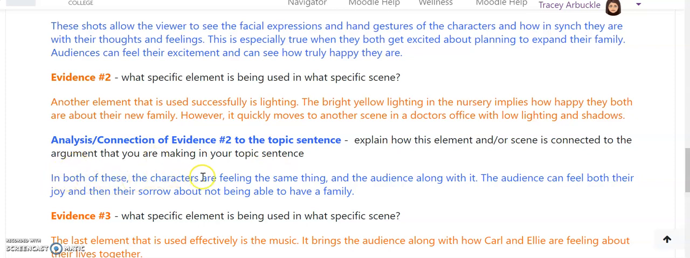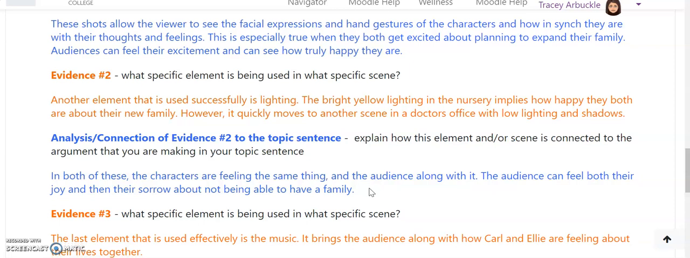So in both of these, the characters are feeling the same thing and the audience along with it. The audience can feel both their joy and then their sorrow about not being able to have a family. And I see here, maybe I still need to connect with the love piece that seems to be absent here. So I might start talking about how even in grief, these two are still very in love with each other. So that might be something I want to add here.